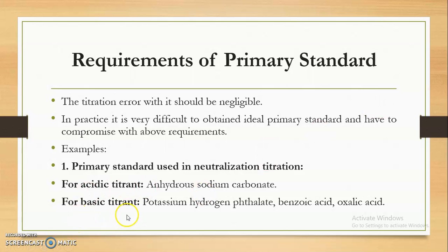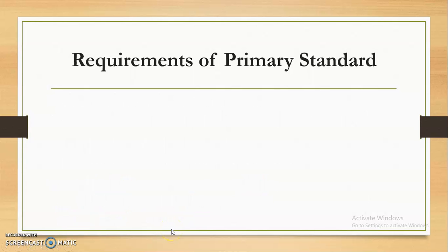Then for the basic titrant, potassium hydrogen phthalate, and all these compounds, as the names suggest, are acidic. Potassium hydrogen phthalate, benzoic acid and oxalic acid. Oxalic acid is also widely used as a primary standard for the basic titrant, as well as potassium hydrogen phthalate.